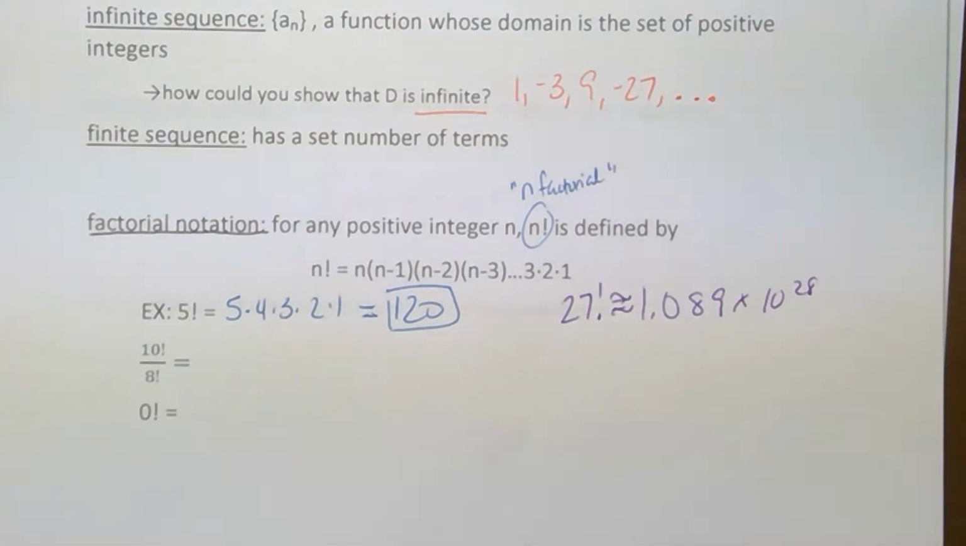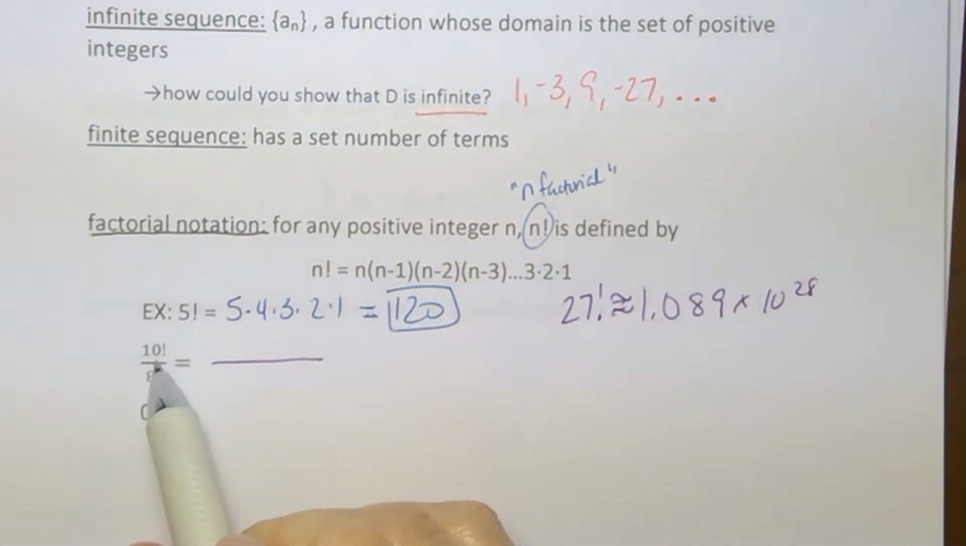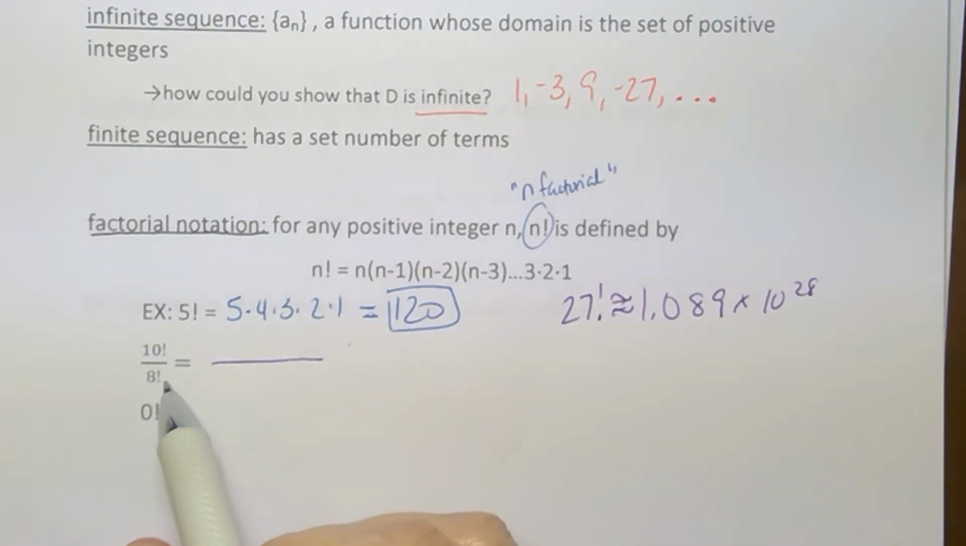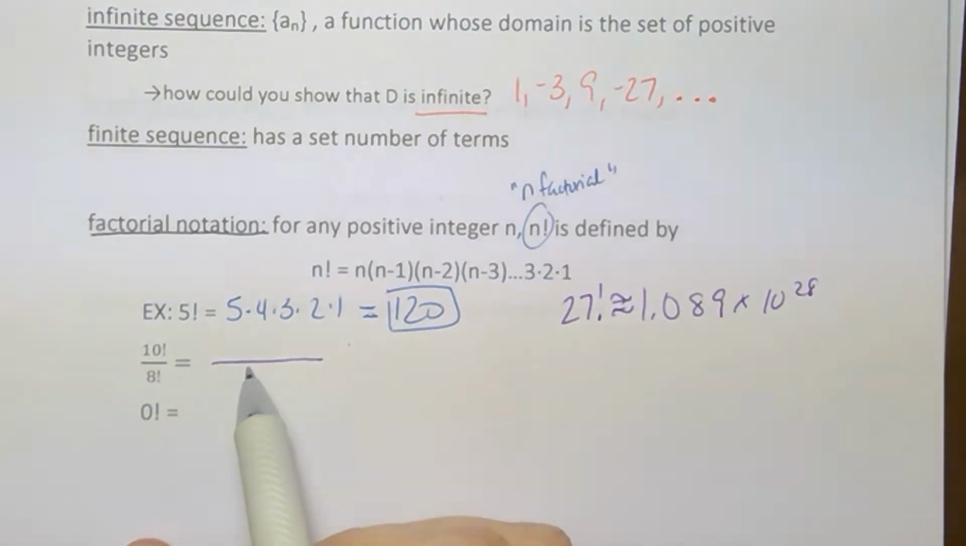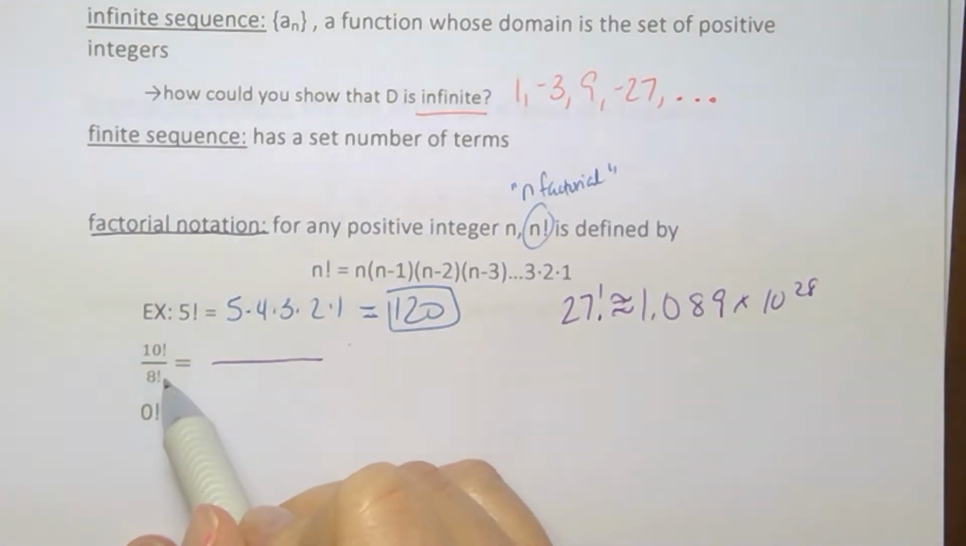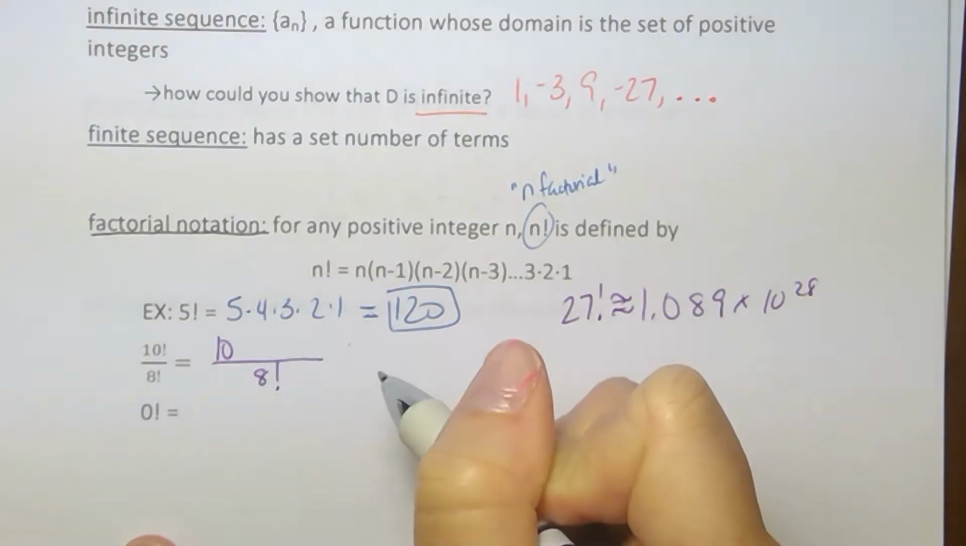Okay, what if I have something like 10 factorial divided by 8 factorial? Well, the nice thing about factorials is that I can simplify them really well. Think about numerator and denominator. If I were going to list all of these out, I would start at 10 in my numerator and count my way down to 1. If I were going to start in my denominator, I would start at 8 and count my way down to 1.